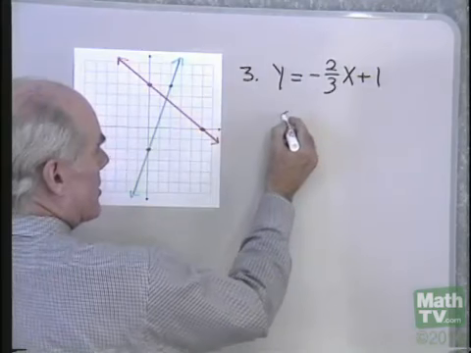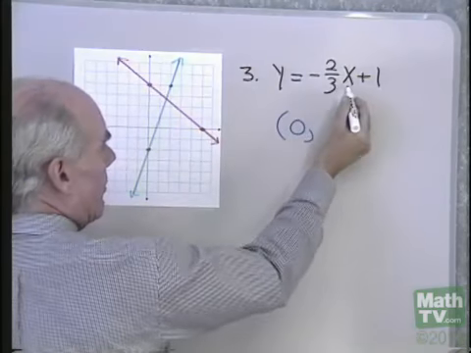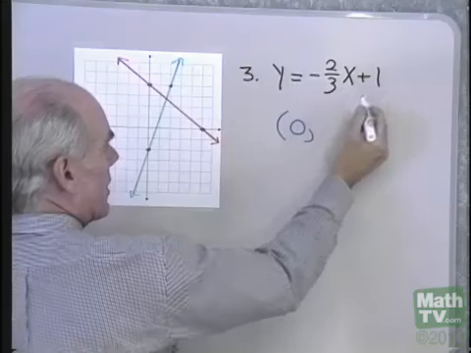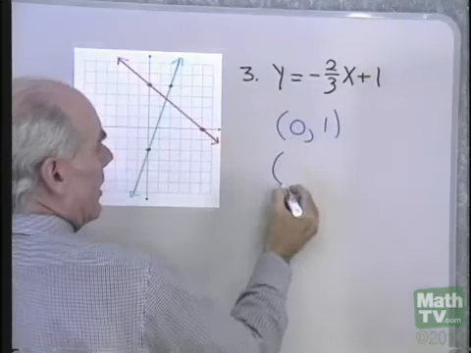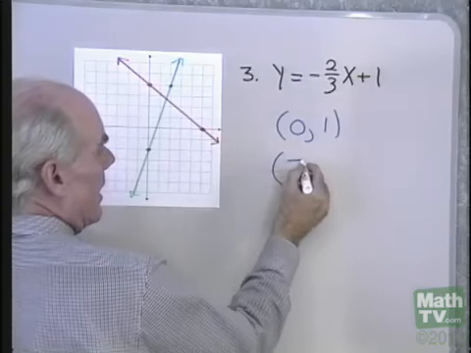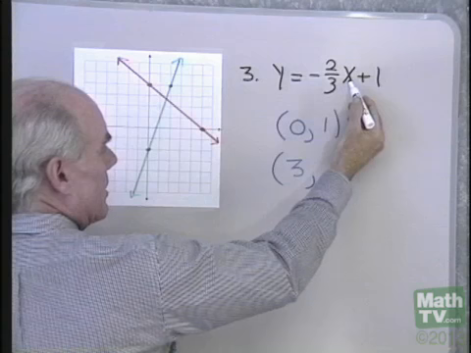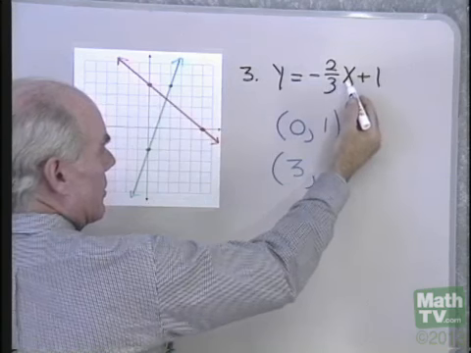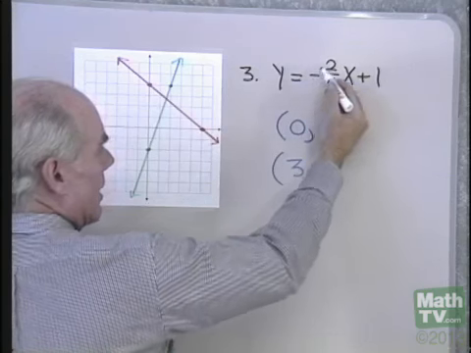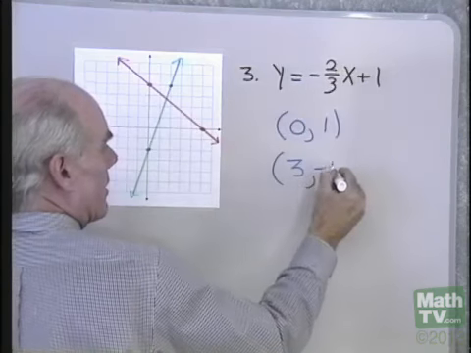Let's see, again, I can start by letting x be equal to 0. When I do that, y is equal to 0 plus 1, which is 1. Now let's let x be equal to, how about 3? And I chose 3 because 2/3 times 3 is going to be a whole number. So 2/3 times 3 will be 2. So I have a negative 2 plus 1, which is negative 1.